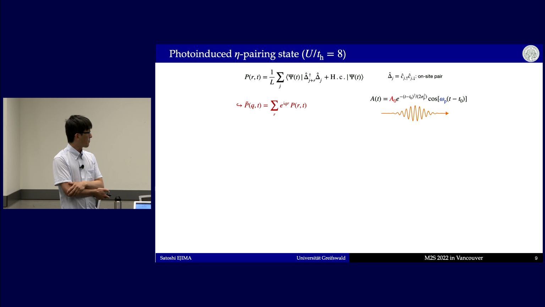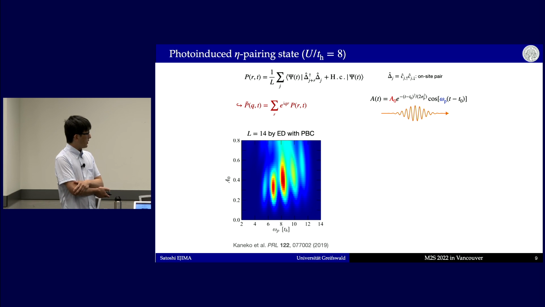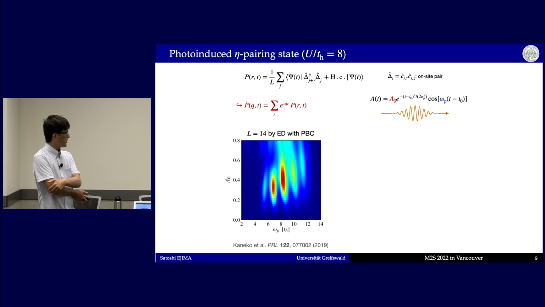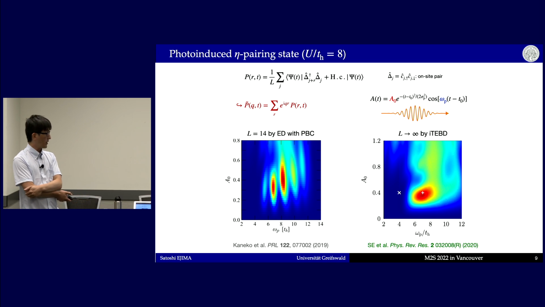frequency omega p. And so we calculate the Fourier transform of the pair correlation, and especially Q is pi again. And this is a result from ED with 14 sites and periodic boundary conditions. And we can see the enhancement around omega p is U. Now U is 8. But there is a strong finite size effect, as stripe structures. This finite size effect can be eliminated by simulating iTEBD directly in the thermodynamic limit.